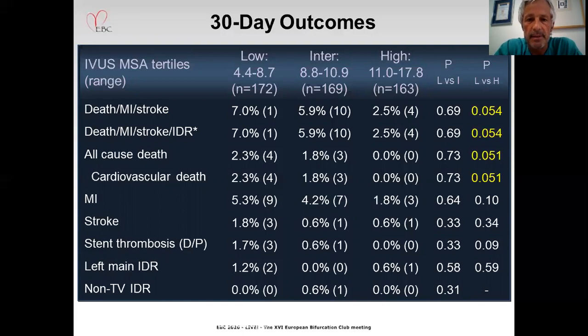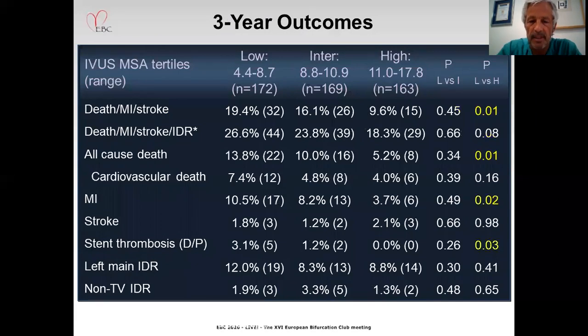We have here the tertiles, and the comparison of low and high tertiles for minimum stent area shows that there is a close to significant difference in 30-day outcomes. These differences became significant at 3 years, and at 3 years, the group with larger minimum stent area has lower incidence of death and MI, stroke, all-cause death, MI, and stent thrombosis.